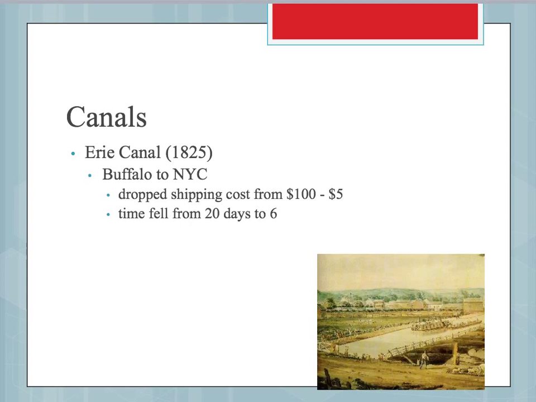Next on the list are canals, and more specifically the Erie Canal, which was built in 1825, and it linked up Buffalo, New York, and New York City. Now, for our purposes, you don't need to know the ins and outs of how it was built, but the bottom line is that it made things quicker and faster. It dropped the shipping cost of products from around $100 to $5, and it also cut down the travel time between Buffalo and New York City from 20 days to 6 days. So significant, ridiculous improvements in both of these things, and it made it profitable for the people who bought it, and came about as a great investment.